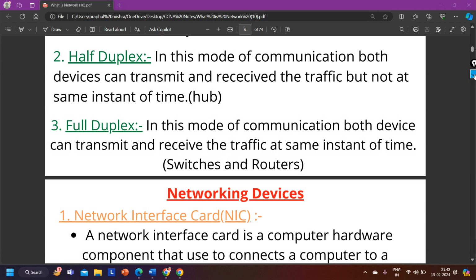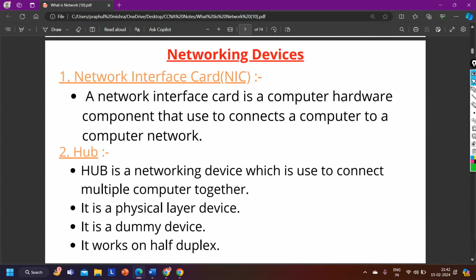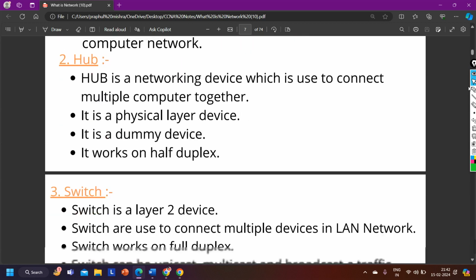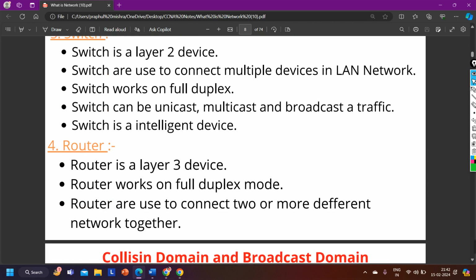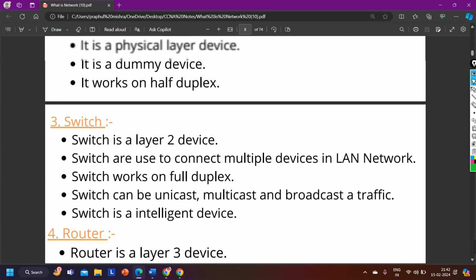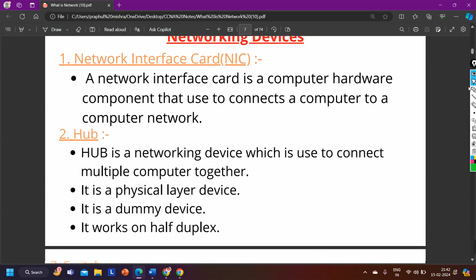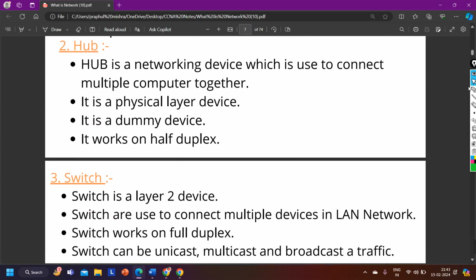Fine guys, any question till here? Now the next topic is networking devices. Very important. In networking devices, we are going to cover how many devices? NIC, hub, switch and router. So these four devices will take you around 1 hour.